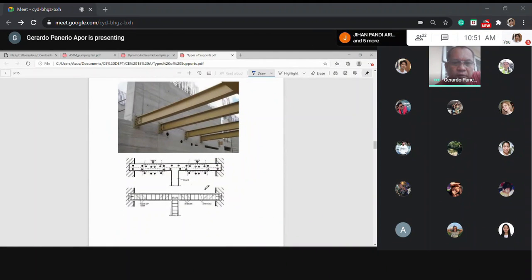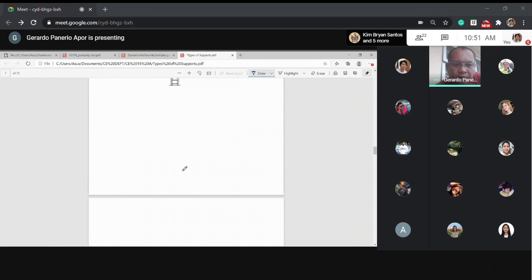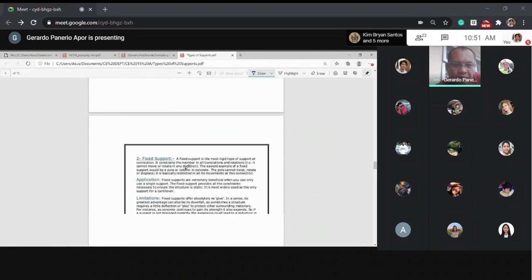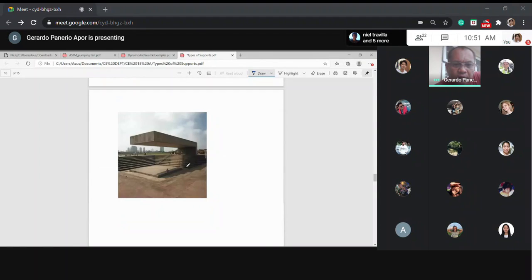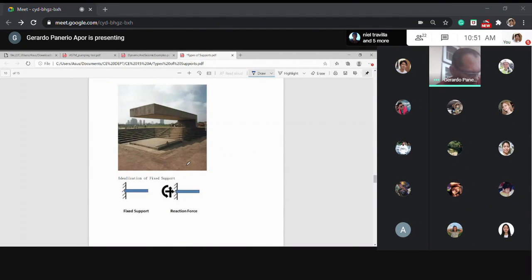Okay, so to continue, this is the fixed support. Okay, that's fixed support.